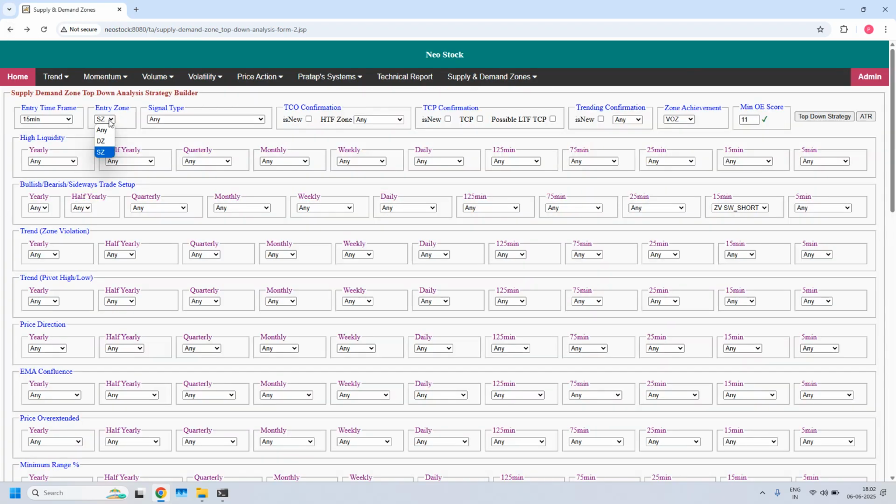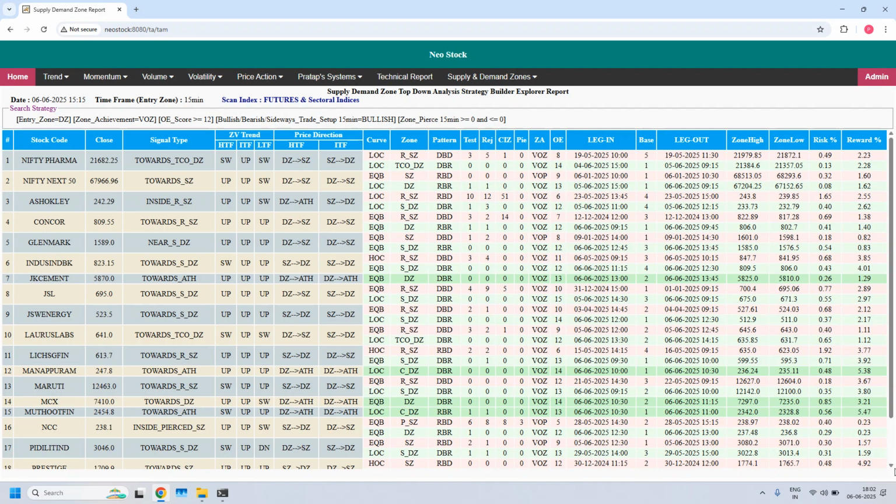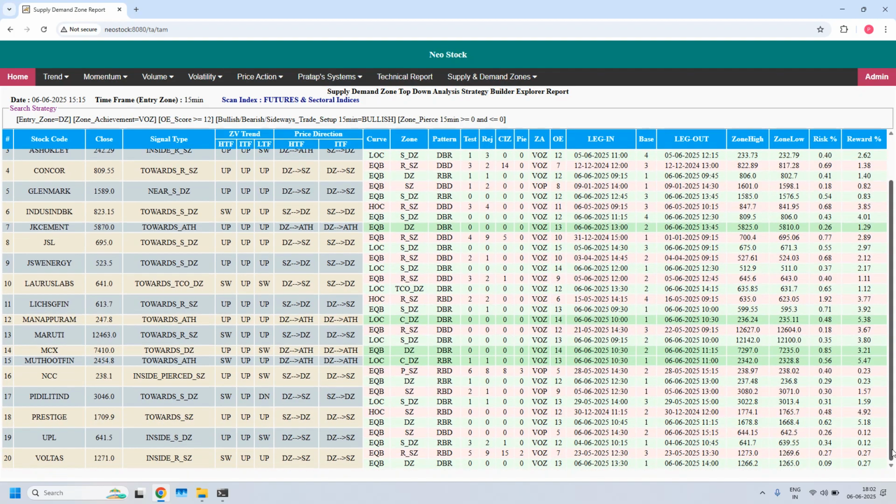The changes are 15 minutes demand zone, and also here bullish, and minimum order enhancer score 12. With these changes, we got 20 stocks. First 17 stocks in the list are sideways bullish trade setup. Entry time frame zones are 15 minutes demand zones. I am scrolling the list down. So total 20 stocks are filtered.